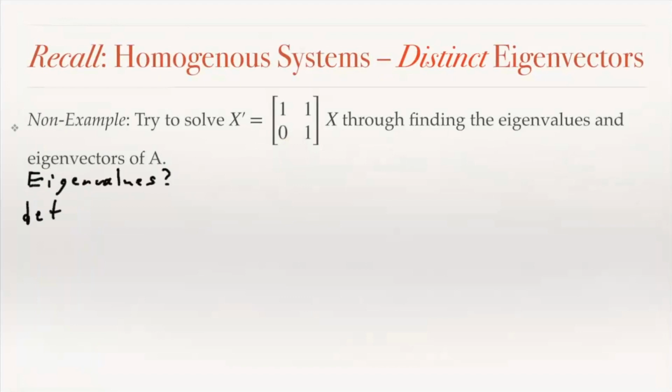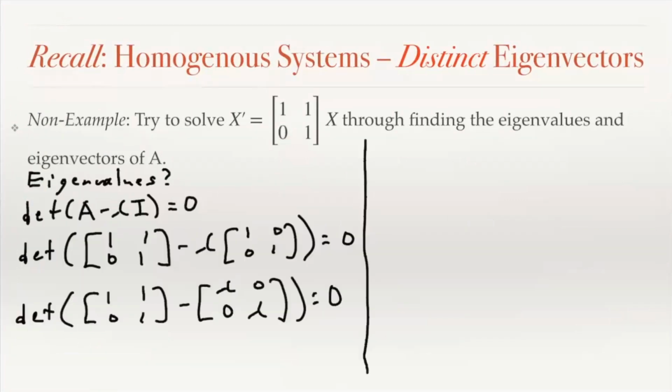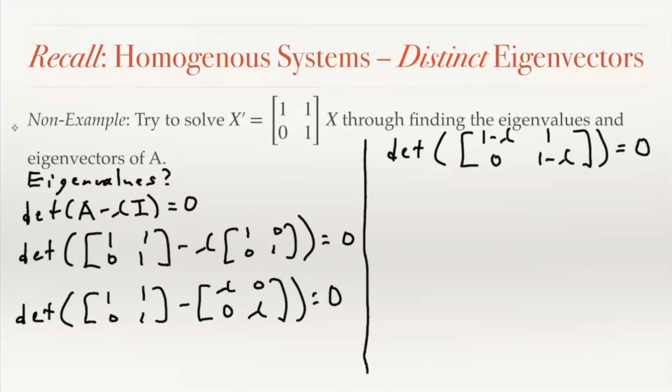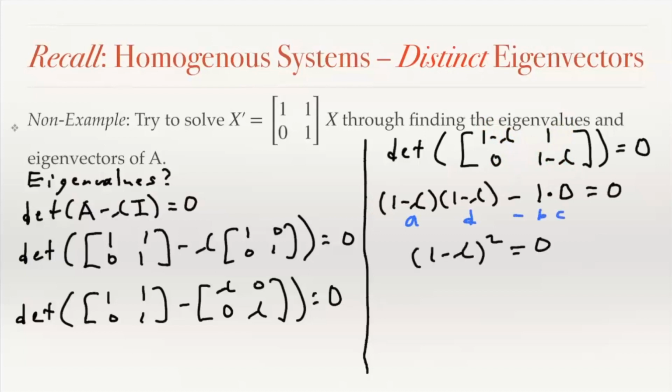Okay, so what are the eigenvalues? That is where the determinant of A minus lambda I equals 0. So that is finding where the determinant of this matrix is equal to 0. And the determinant of a 2 by 2 is AD minus BC. That's our AD minus BC. And we get that lambda equals 1 is the only eigenvalue.